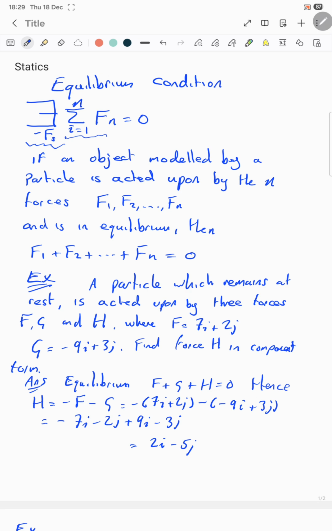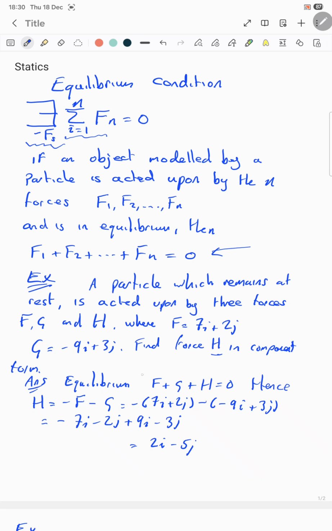So if an object is modelled by a particle and is acted upon by n forces, F1, F2, dot dot dot, Fn and so on, then the equilibrium condition is here. Now here's an example. A particle which remains at rest is acted upon by three forces, F, G and H, where F equals 7i plus 2j, G equals minus 9i plus 3j. We find the force H in component form.